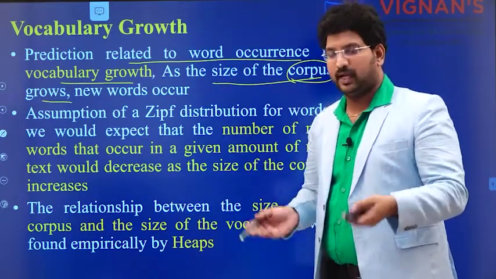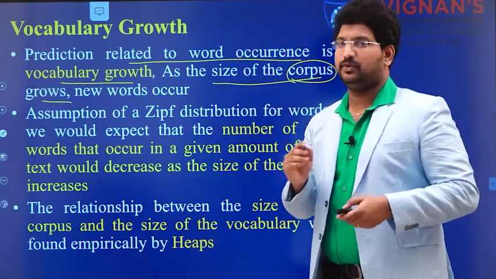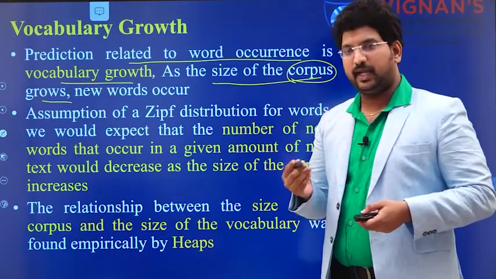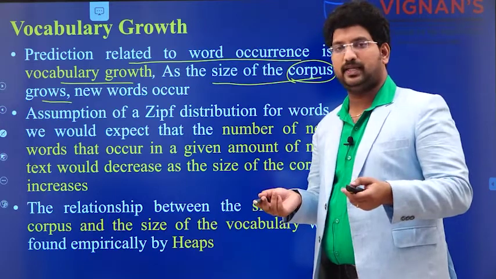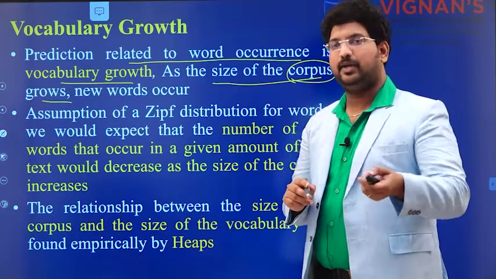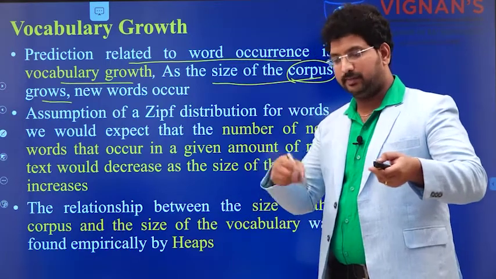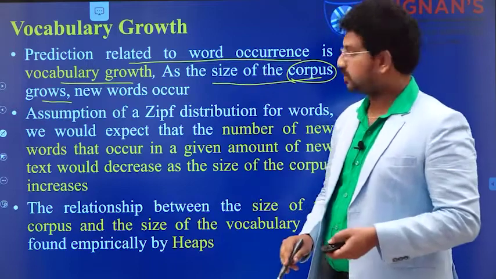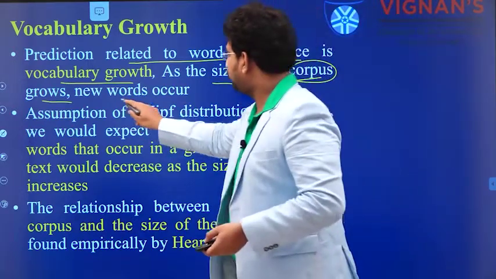Obviously we know that if up to now we are having 10 pages, you will be having some of the words, different words you are able to find. If 2 more pages are added, then in those 2 more pages you are going to identify some new words. So now it becomes 12 pages of information. That is the point you are trying to understand here: as the size of the corpus grows, new words occur.